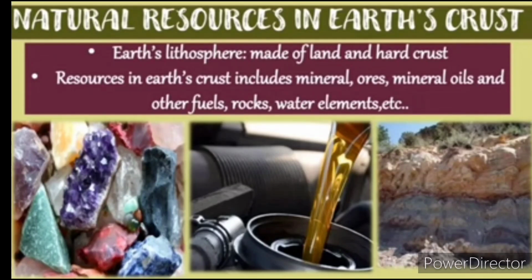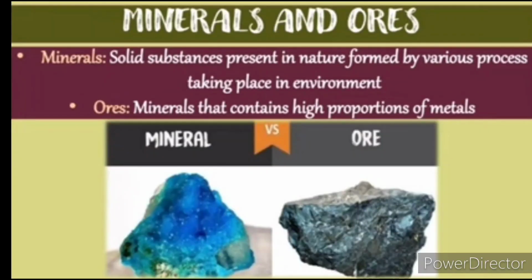Natural resources in earth's crust. The earth's lithosphere is made up of land and the hard crust beneath it. The lithosphere is not homogeneous but is made up of many types of rocks. Resources in the earth's crust include minerals, ores, mineral oils and other fuels, also rocks, water and the elements also. Let's see what minerals and ores are.